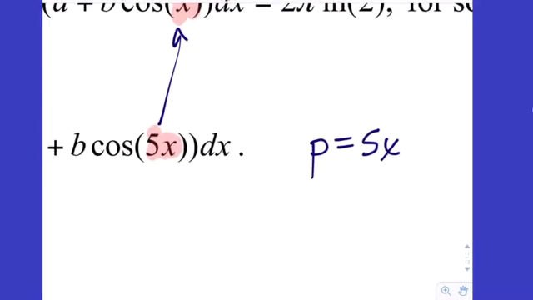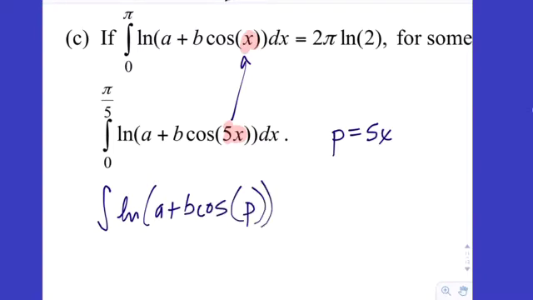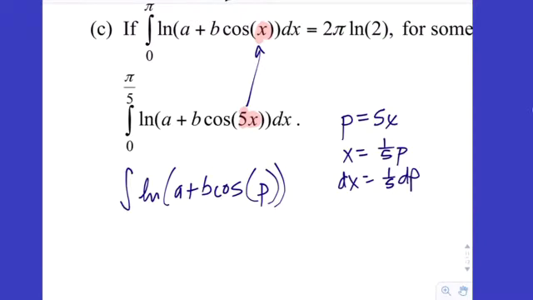So now if I change my integral, I get the natural log of a plus b cosine of P. And now I need to replace dx. So let's solve for x first. x equals 1/5 of P, so dx is 1/5 of dP. So I'm going to put the 1/5 in front and the dP at the back. So now I've got the integrand at least to match.